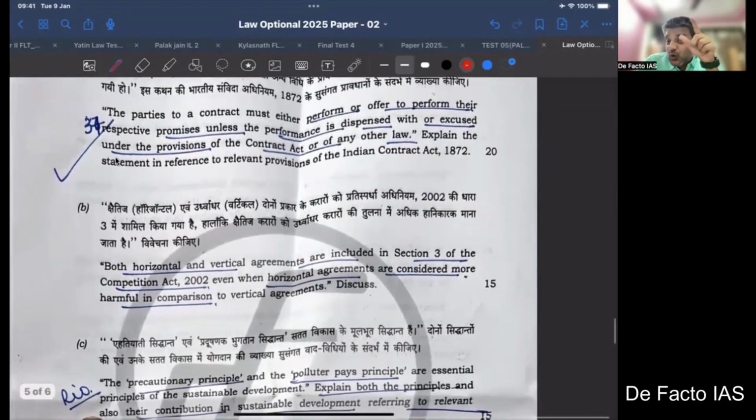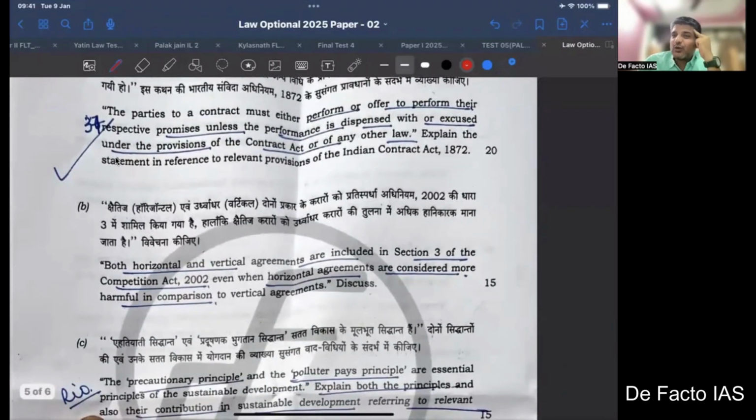Last year, there was a question on code and non-code obligations of the contract. Again, that was not the question.